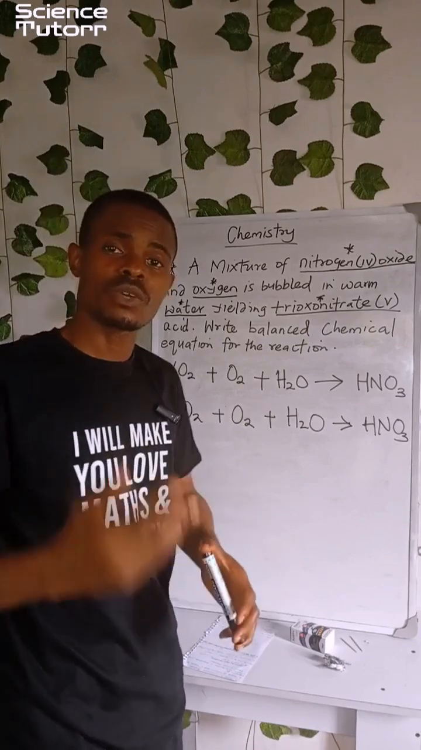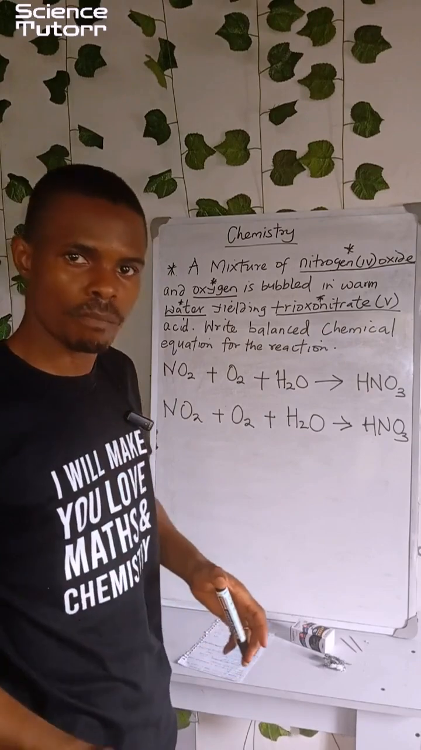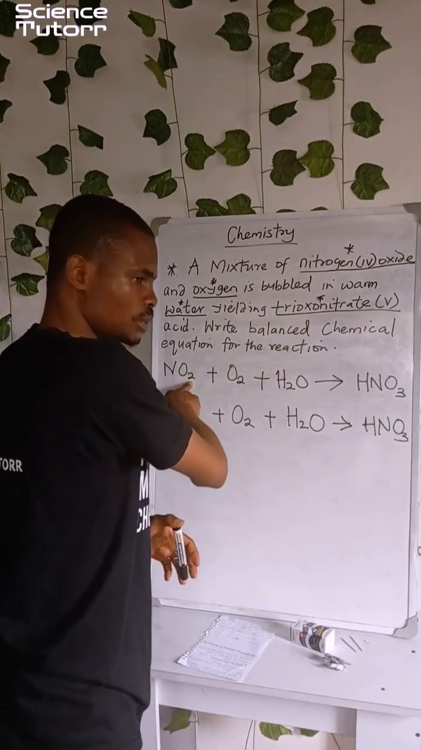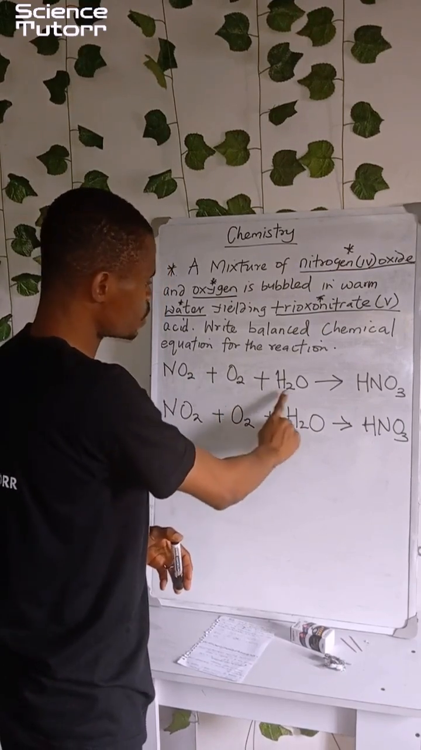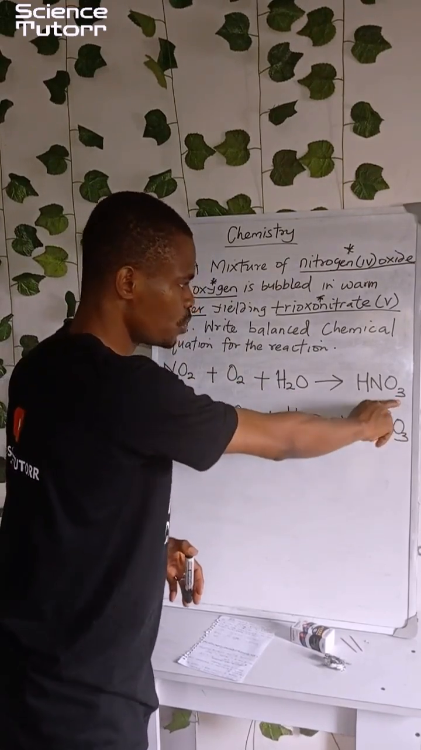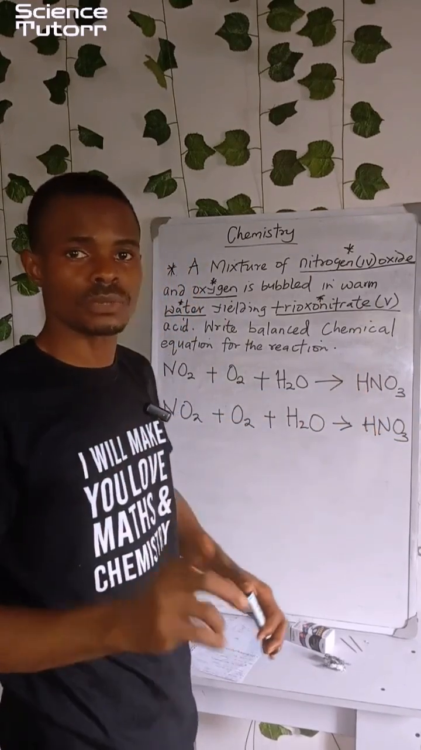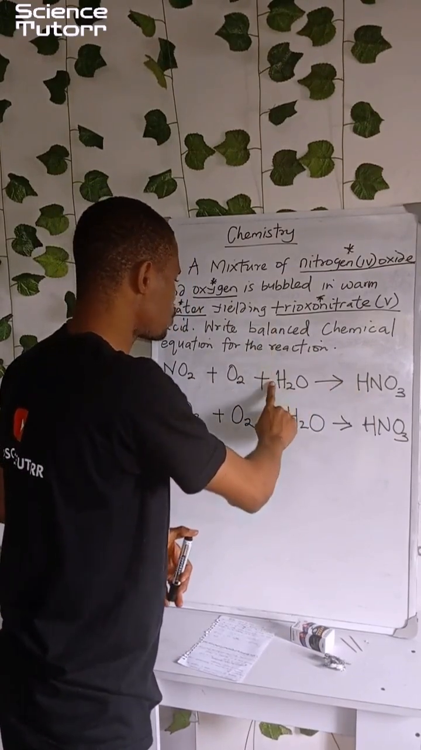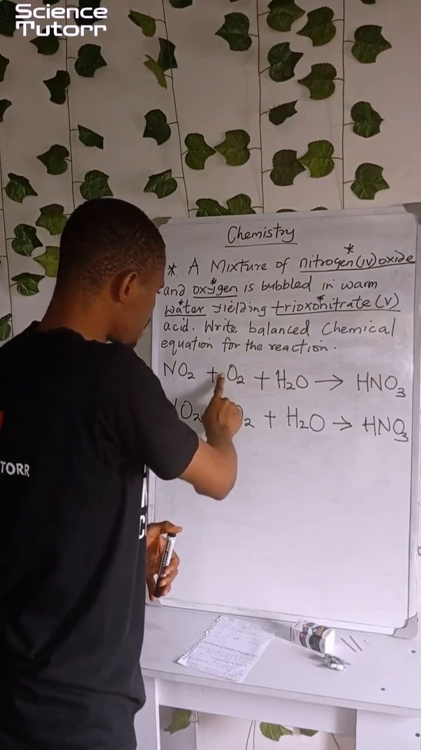So balancing an equation is simply adding numbers in front of the compounds or elements. Don't alter subscripts. Subscripts are the ones that I am pointing at. Numbers that are written below an element are known as subscripts. So we don't alter subscripts, but we can add number of moles. We can add numbers in front of elements, molecules, or compounds. So I can add numbers.